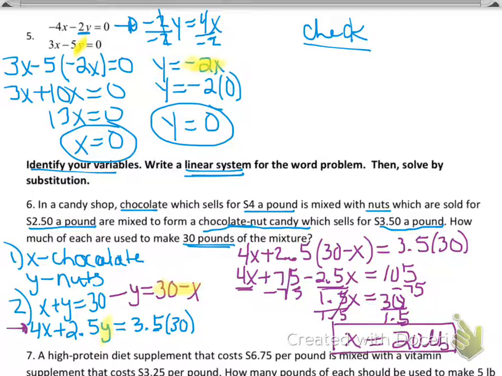Once I have x, I still need to figure out what y is, right? So y is going to be 30 minus 20. So y is equal to 10 pounds. Okay? We'll do another one. So pause the video and let's move on.